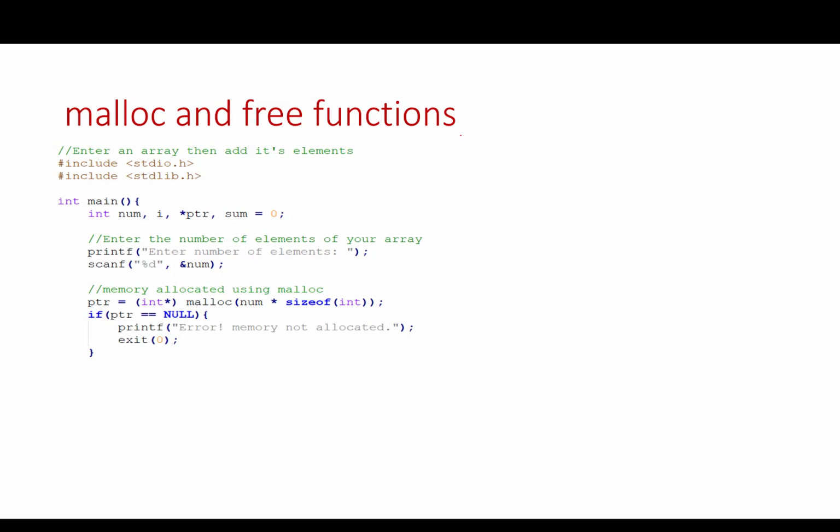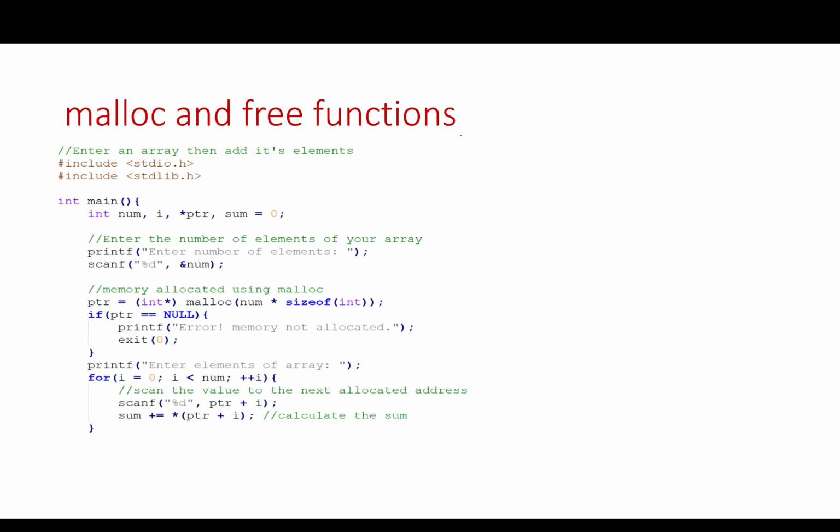Then what is the next step? The next step is to have a for loop, just to ask the user to enter the elements, and then scan the values into the allocated memory, and here scanf %d, and here pointer plus i. Wait, what is this? As I said, the pointer can be incremented, right? So what is happening here? The following.